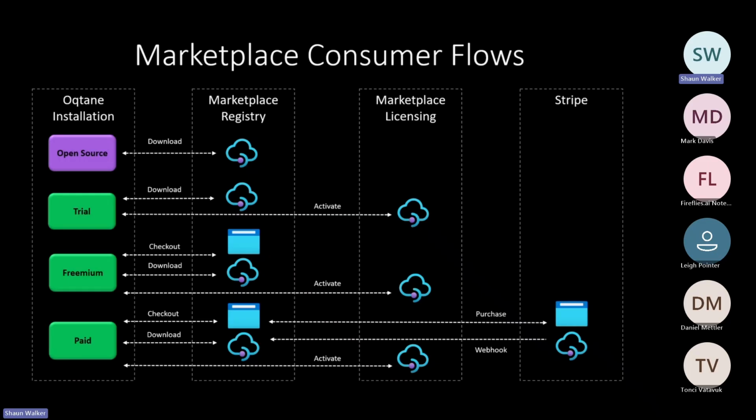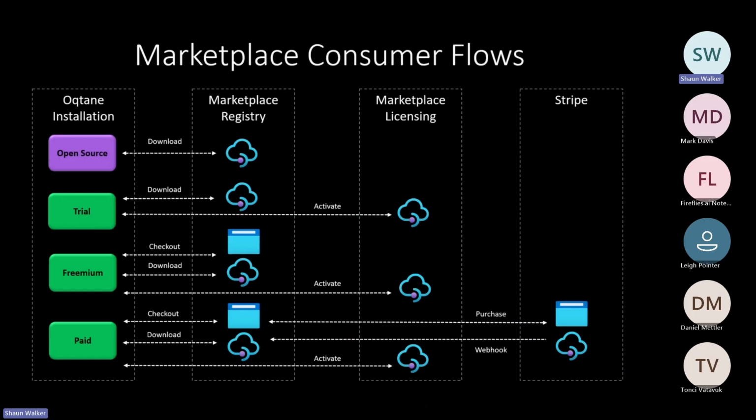In this case, you're going to be navigated from the marketplace checkout page to Stripe, where you'll do the actual purchase. Stripe sends a webhook request back to the marketplace to indicate whether or not the purchase was successful. It'll create an order for you in the marketplace if it was successful. And then when you're back in your Oqtane installation, it'll know whether or not you've purchased a product, and it'll allow you to download it. And then once it's downloaded and installed, you can activate the license.